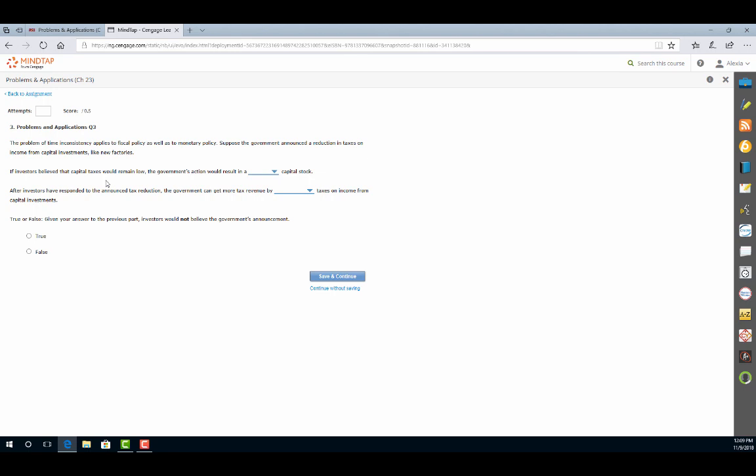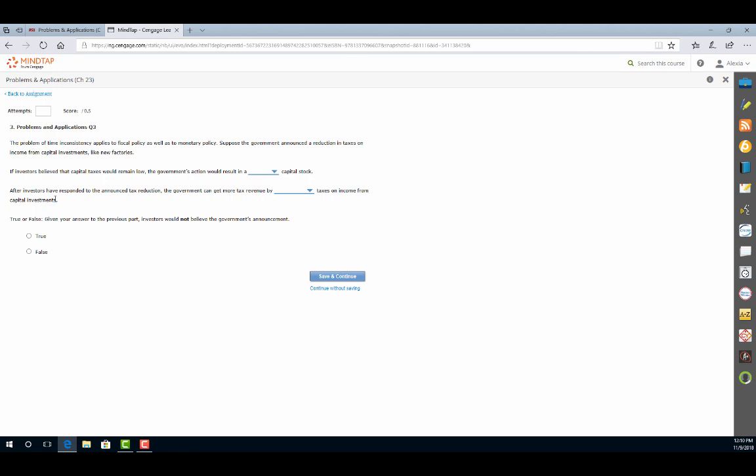So it then asks, if investors believed that capital taxes would remain low, the government's actions would result in a blank, larger or smaller capital stock. So you can think of this as more or less factories would be built. I think this one is pretty self-explanatory.